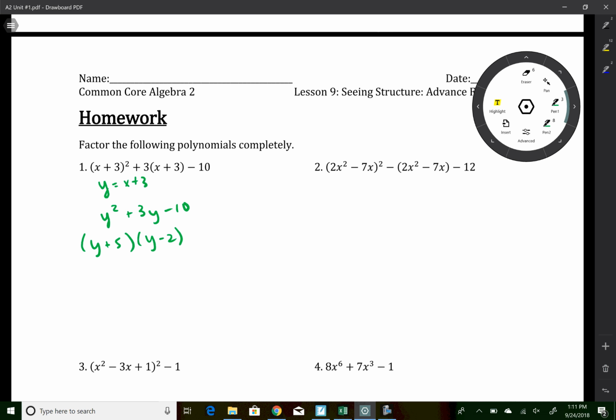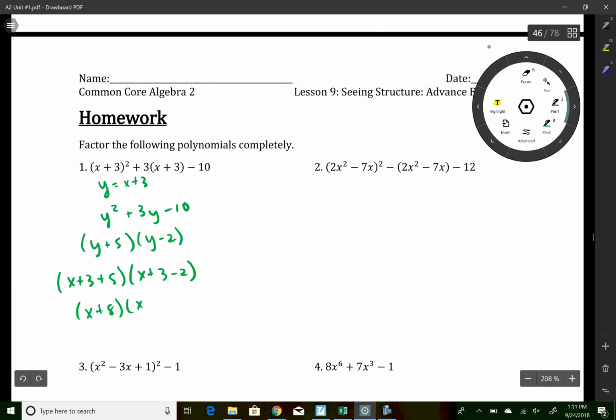Well, now all I have to do is replace y with what I substituted it for. So instead of y, I'm going to put x plus 3. And then combine up some like terms. And I'm all set.